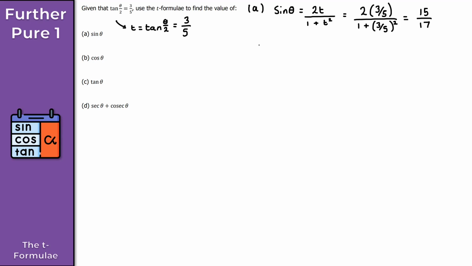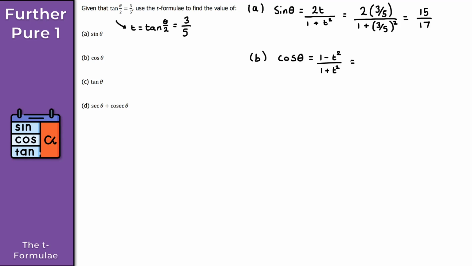Moving on to part B then. Let's do that underneath here. So for part B then, we now have cos theta here. Okay, we want to find the value of cos theta. So again, let's just start here by stating the relevant result then for cos theta in terms of the t-Formulae here. So for cos theta then, this is given as 1 minus t squared all over 1 plus t squared.